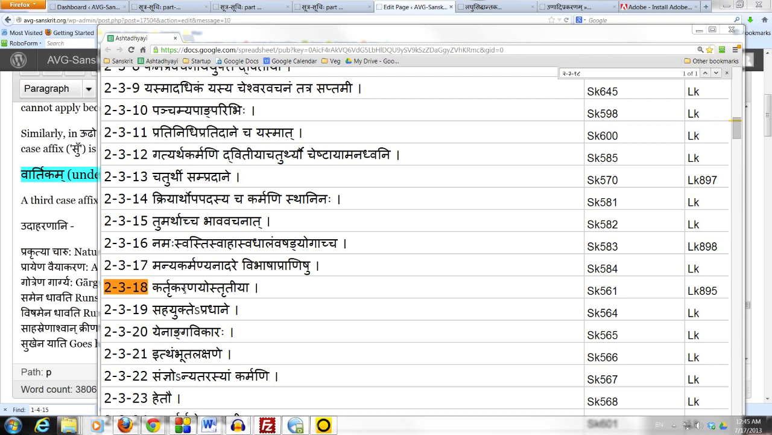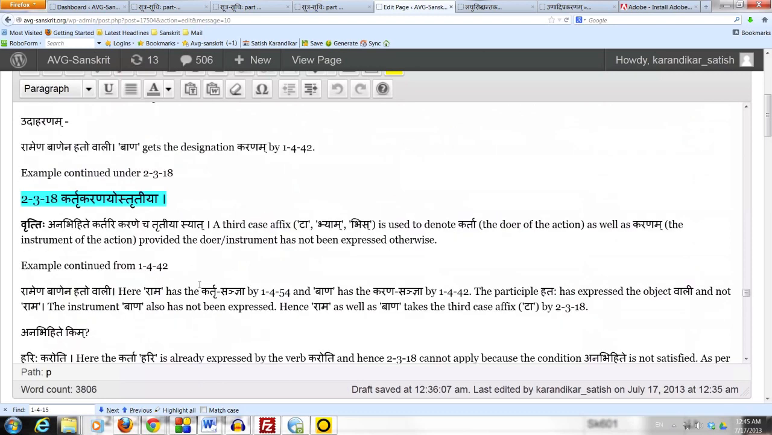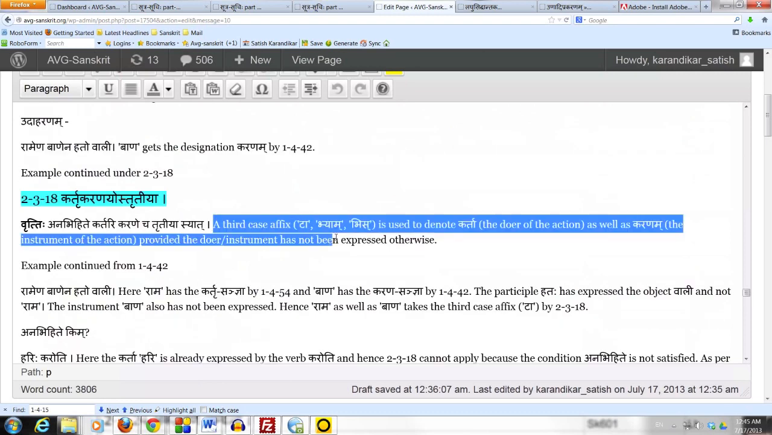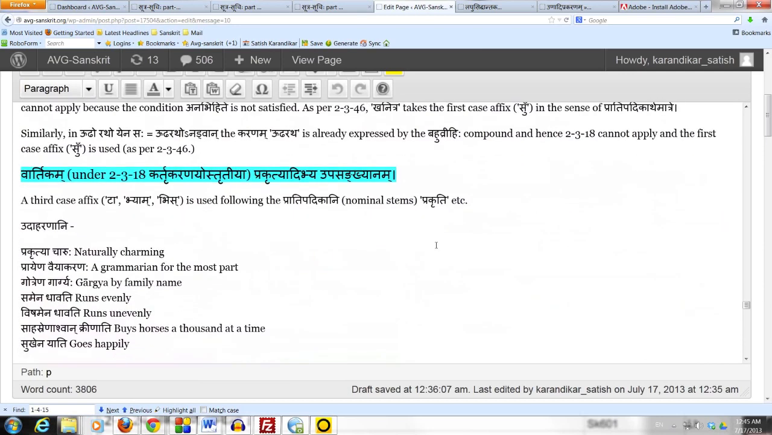Recall that we just studied the Sutram 2318 Karanayos Tritiya, which prescribes a third case affix to denote the agent of the action as well as the instrument of the action, provided the doer or the instrument has not been expressed otherwise. Let us now take an important Vartikam under that Sutram 2318.